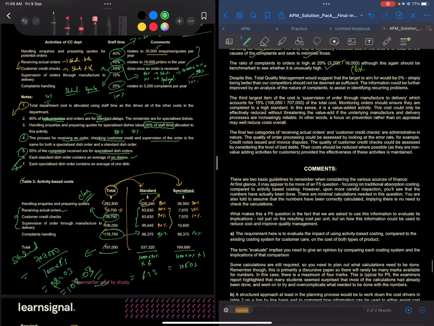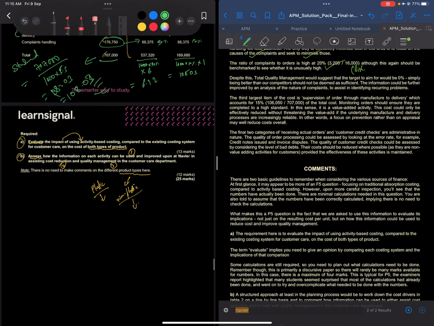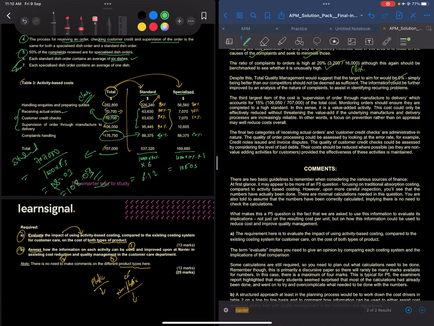So despite this, what about total quality management? Since we talked a little bit about cost control, cost reduction, and then quality management. Quality management suggests that the target would be 0%, right? So remember, TQM is always about zero cost. Next thing, in terms of quality, there is something about supervision cost, right? That's supervising whether they are made to the standards or not. So appraisal cost, you can see, monitoring cost, right? It can be improved by analyzing the complaints, identifying recurring problems and then solving them.